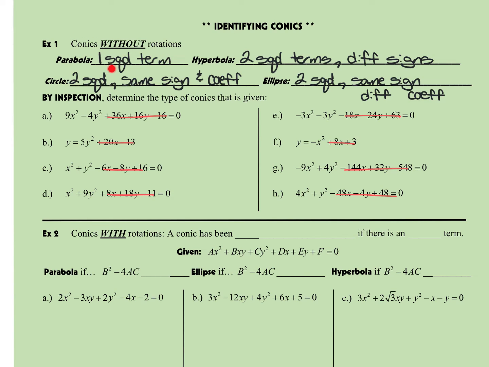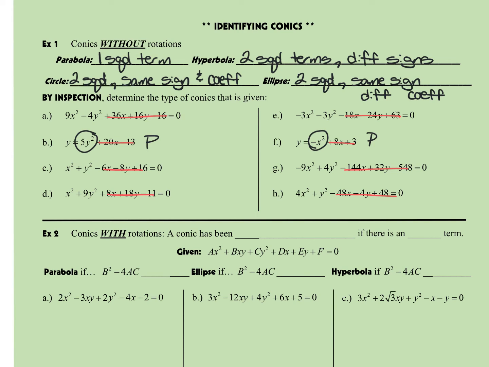Now, on the parabolas, we're looking for one squared term. So as we scan down each of these problems, we're looking for which of these only have a single squared term. I have two. Oh, here we go. Here is one that has only one squared term, so we can put a P on that for parabola. I've got two, I've got two, I've got two. Here's another one that only has one. I'm going to label that with a P for parabola. I've got two, I've got two. So we've taken care of the parabolas.